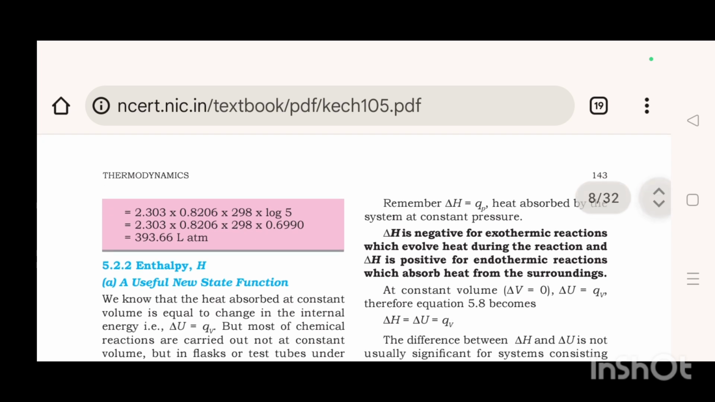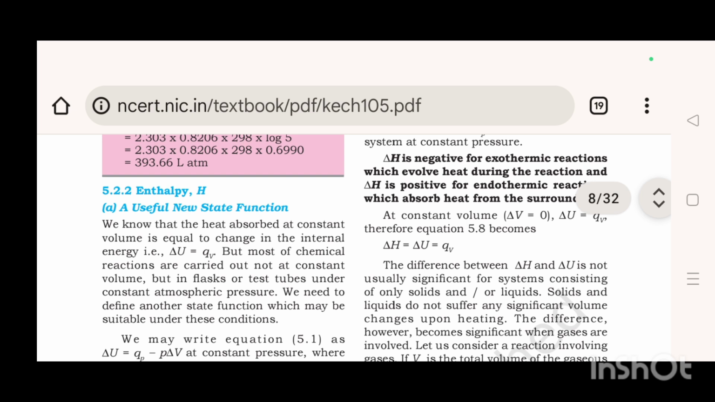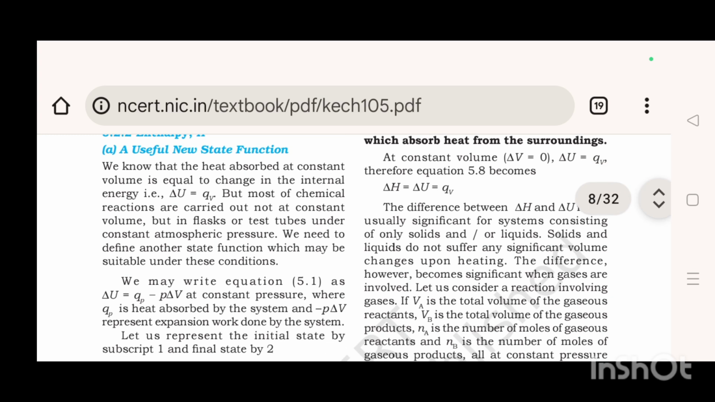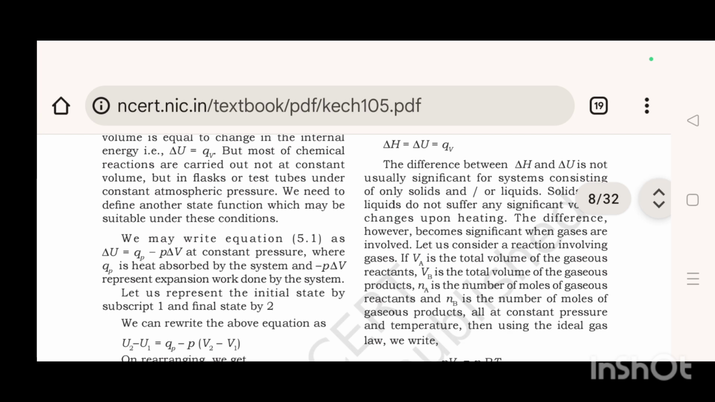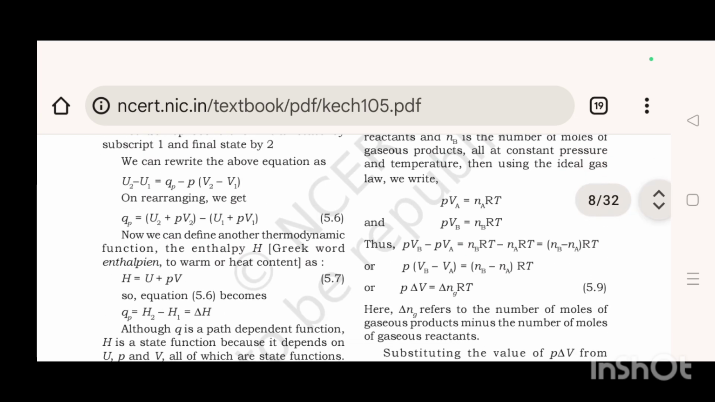Delta H is negative for an exothermic reaction, which evolves heat during the reaction, and delta H is positive for an endothermic reaction, which absorbs heat from the surroundings. At constant volume, delta V equals 0, delta Q equals Qv. Therefore the equation becomes delta H equals delta U equals Qv. The difference between delta H and delta U is not usually significant for systems consisting of only solids and liquids. Solids and liquids do not suffer any significant volume change upon heating. The difference, however, becomes significant when gases are involved.